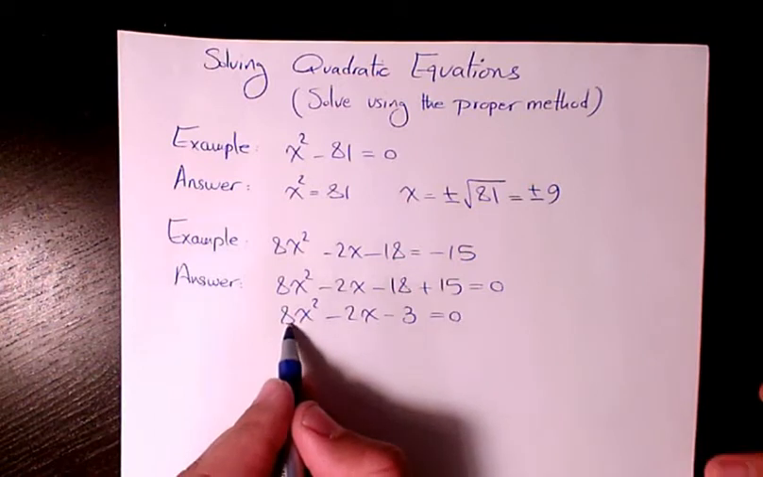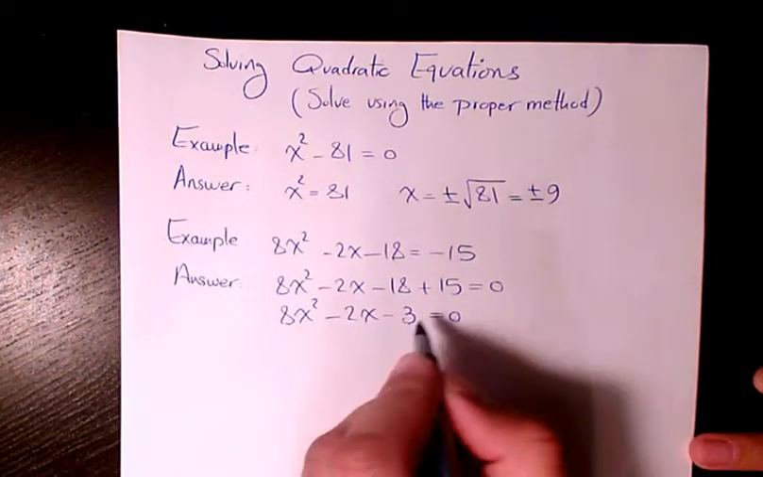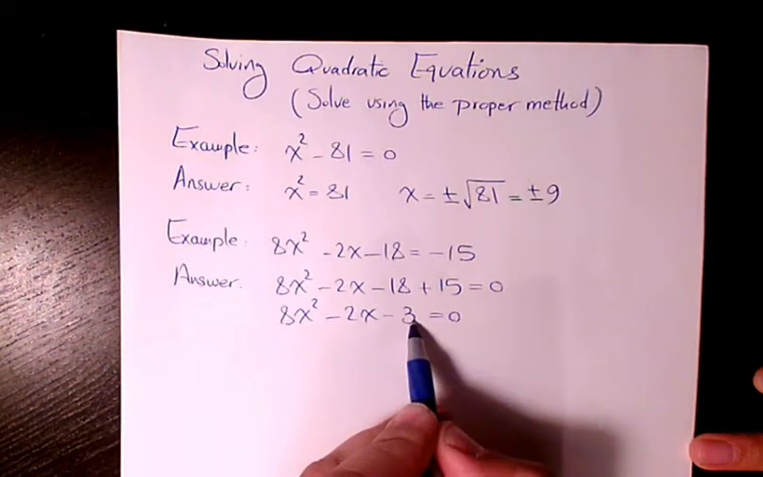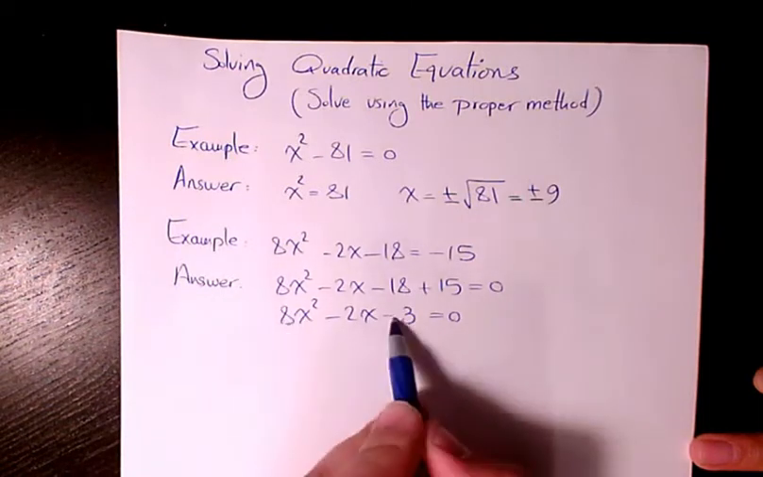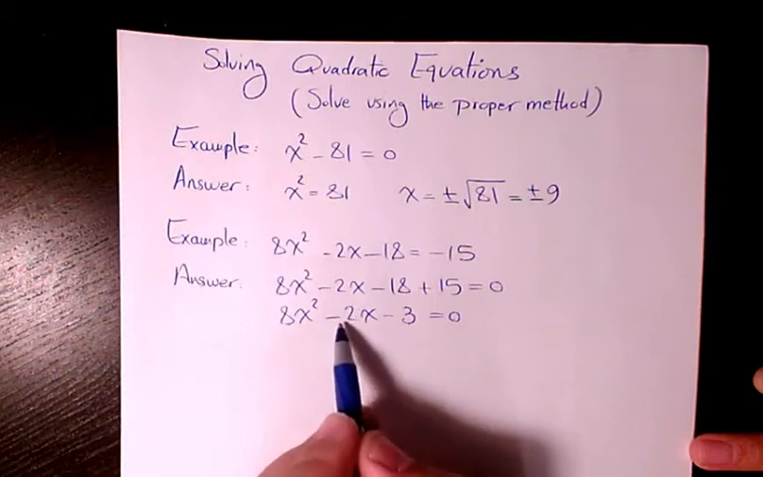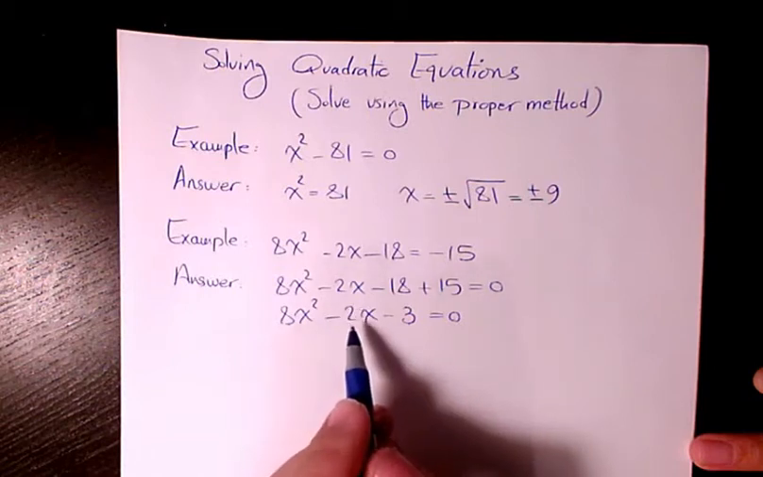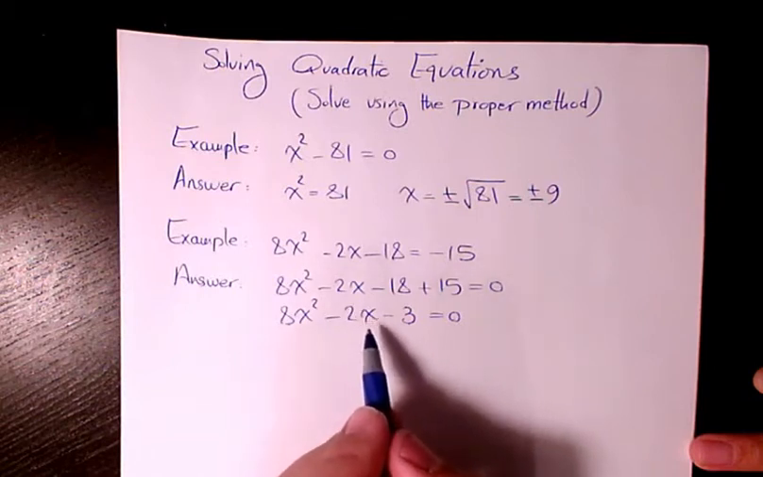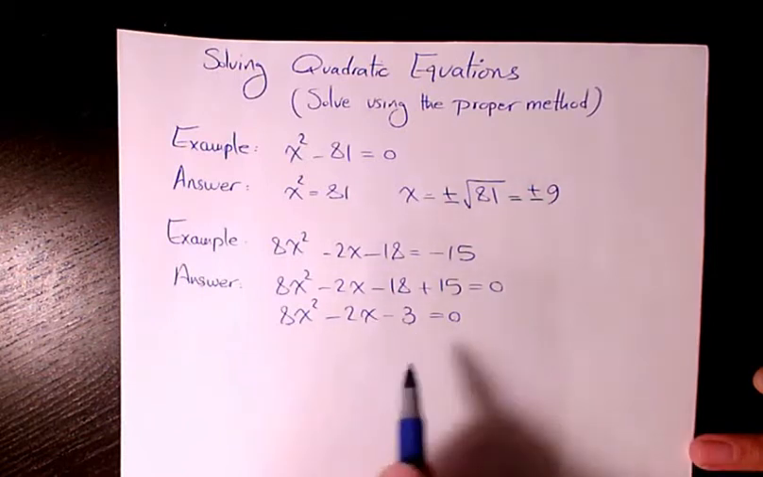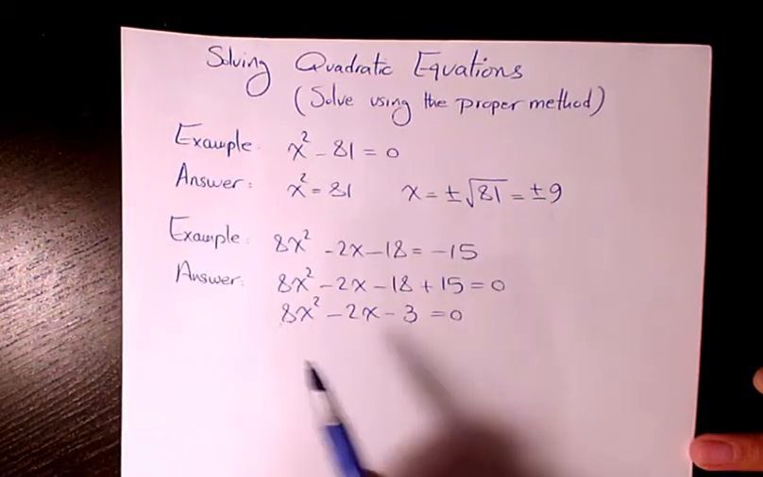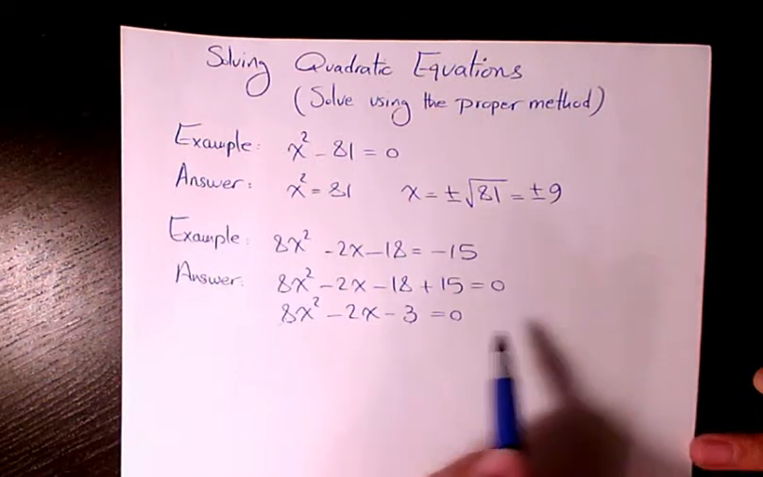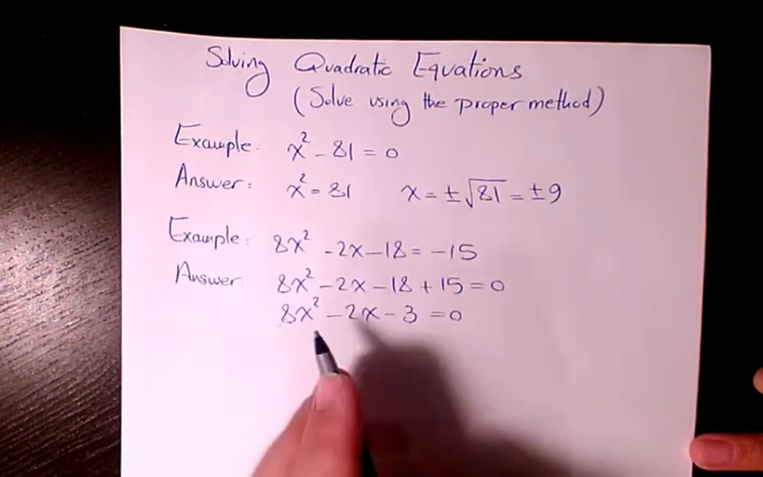Now I multiply 8 and negative 3. So we're looking for two numbers that multiply to 8 times negative 3, which is negative 24, and add to negative 2. So my answer is going to be negative 6 and positive 4. Negative 6 times positive 4 is negative 24, and when you add negative 6 and positive 4, it gives you negative 2.